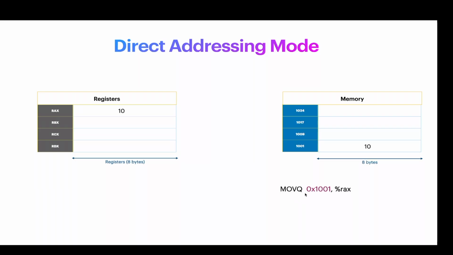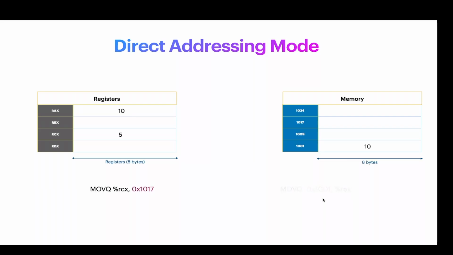At the end of this move instruction, the CPU goes to the address 1001, picks up the value 10, and pushes it back to the RAX register. So in the direct addressing mode, the memory address is available as part of the instruction, and the CPU will simply go to that memory location, read the contents, and do the operation that's requested as part of the instruction.